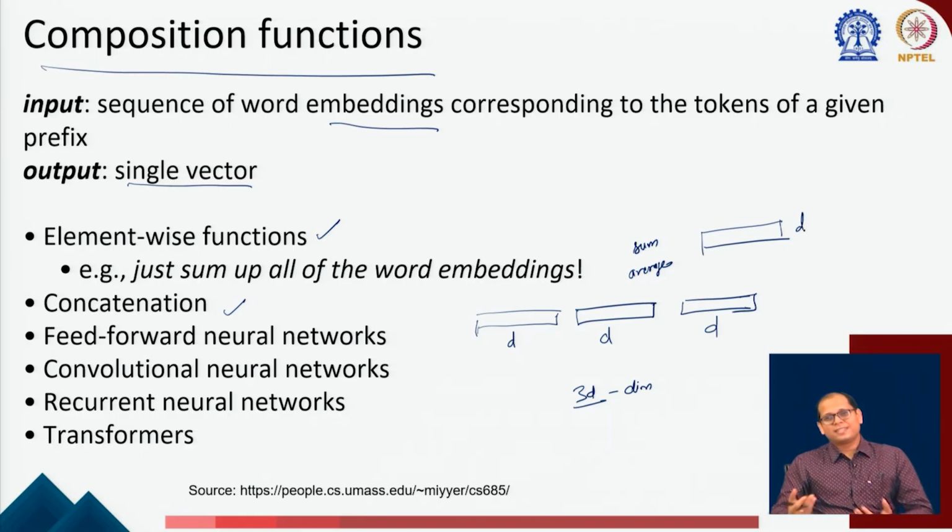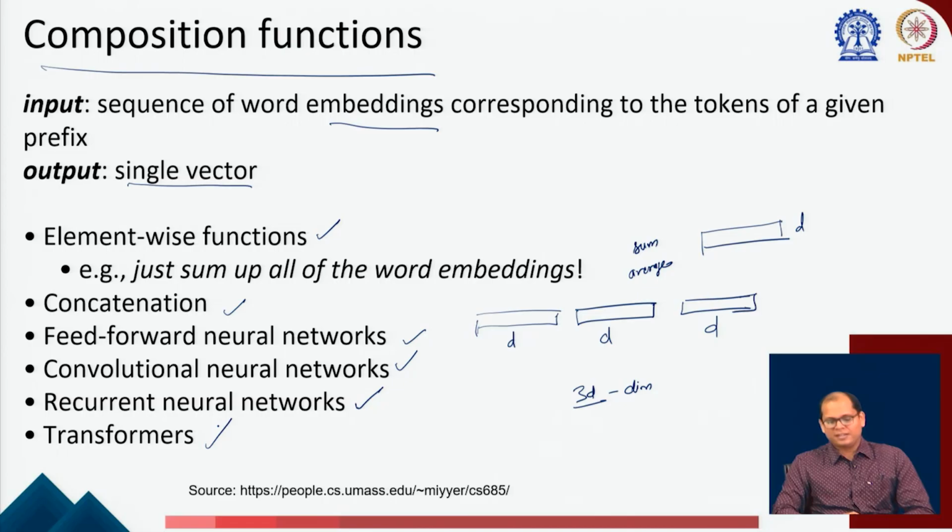You can use other things like feed-forward neural networks. You can use convolutional neural networks on top of this representation. You can use recurrent neural networks. That's what we will see today. And you can also use transformers, that we will see later in this course.